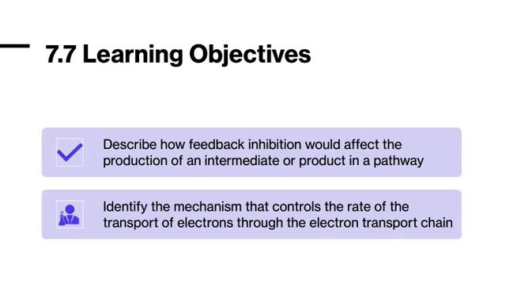We want to describe how feedback inhibition would affect the production of an intermediate or product in a pathway, and identify the mechanism that controls the rate of transport of electrons through the electron transport chain.